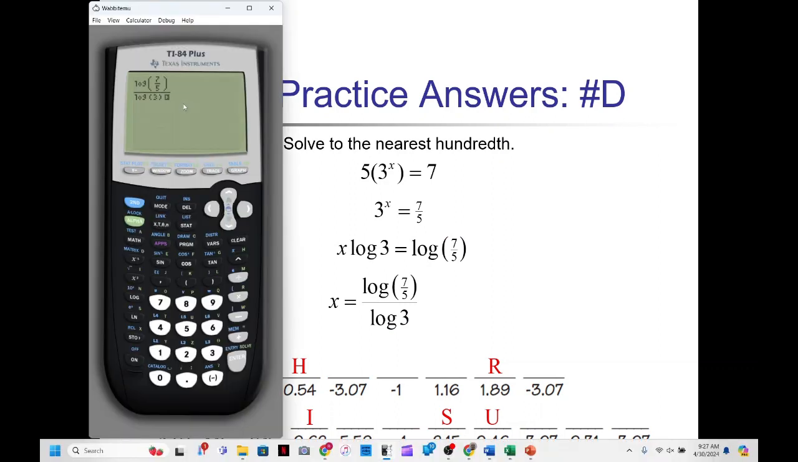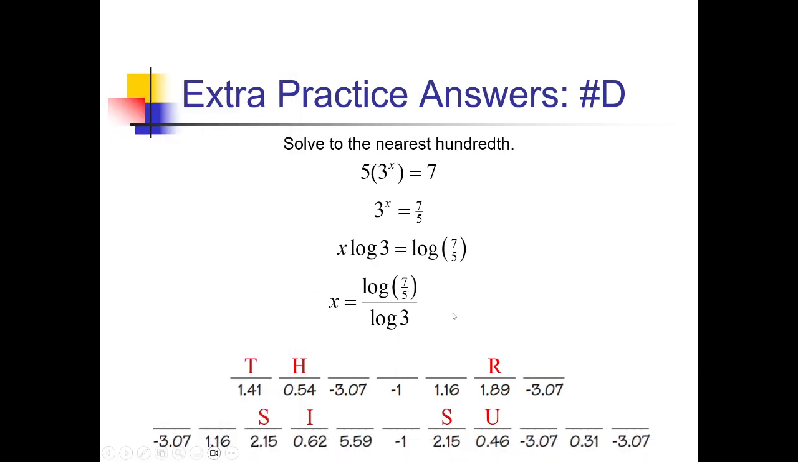Crunching those numbers on the calculator, we've got 0.31 for this answer. 0.31, let's see, there's one of those right there, and that's a D.